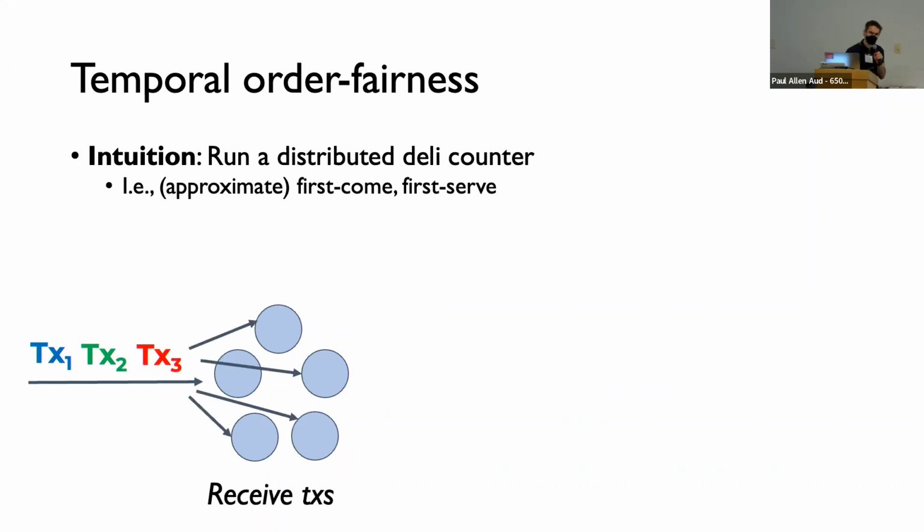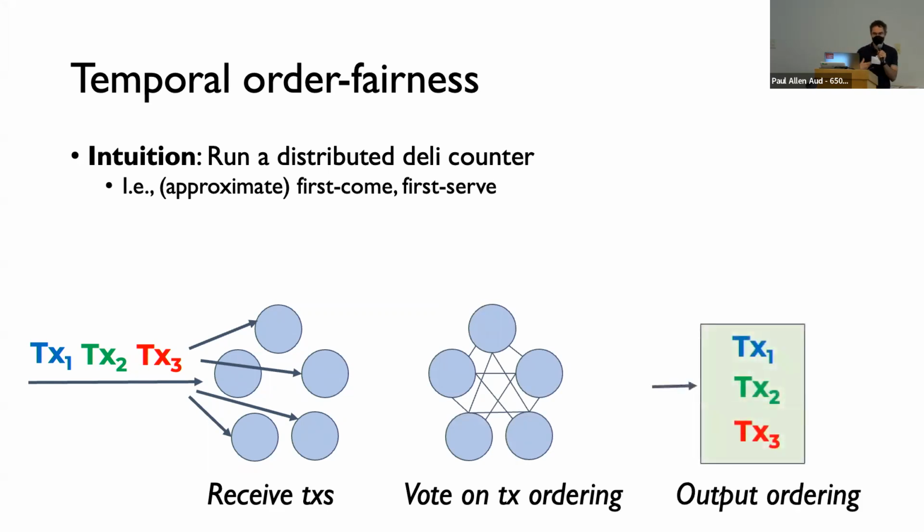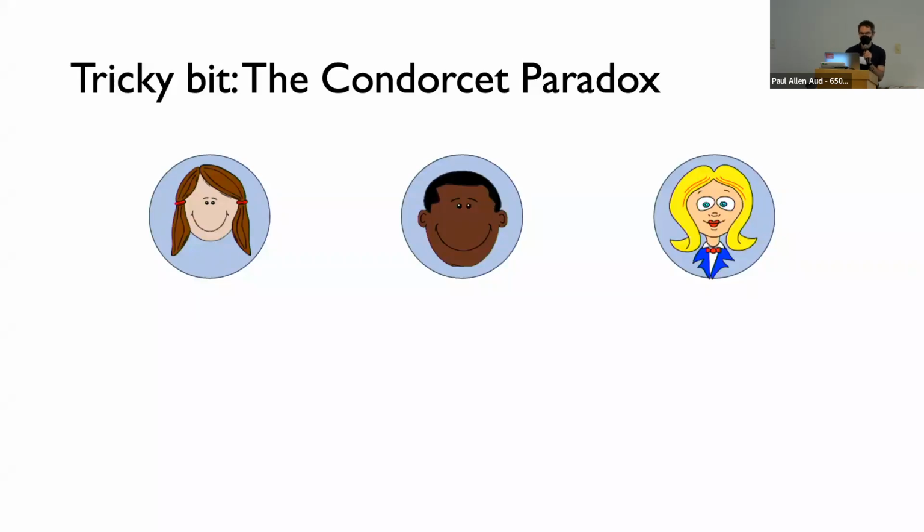So the idea here is that transactions are submitted to all nodes in the committee, or all nodes in the committee pick them up from a mempool. They vote on how these transactions should be ordered according to their observation of when they came in, and then they output a definitive order. As I said, this is also intuitively clear, but it turns out to be fairly tricky to achieve because of something known as the Condorcet paradox. It comes from social choice theory.